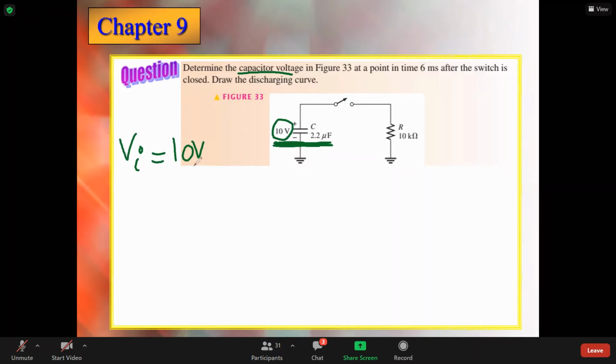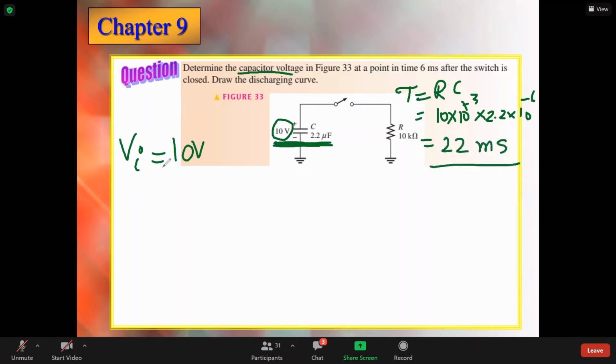This is what is given. Quickly, I can at least calculate the time constant, which is R, 10 raised to power 3, multiplied by 2.2, 10 raised to power -6. Just calculate this one first. It is milliseconds. I think 22 milliseconds, correct? Yes.